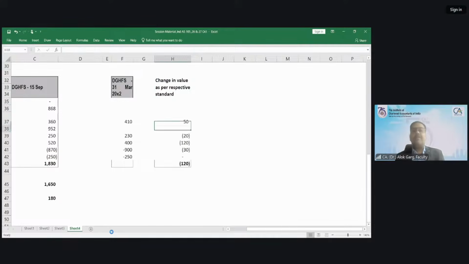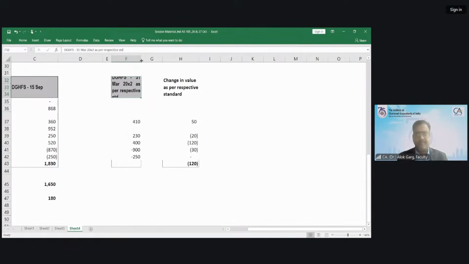So what is the remaining loss? 60 lakhs. So DGHFS as at 31st March 20x2, as per the respective standard, right? 180 is the total decrease, 120 is the change as per the respective standards, so 60 remains. Yes, sir. 60 is the decrease related to the Ind AS 105 related assets.